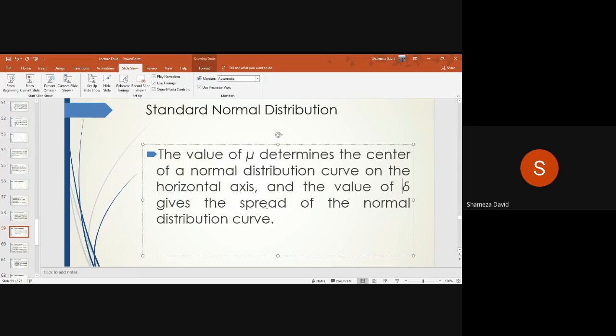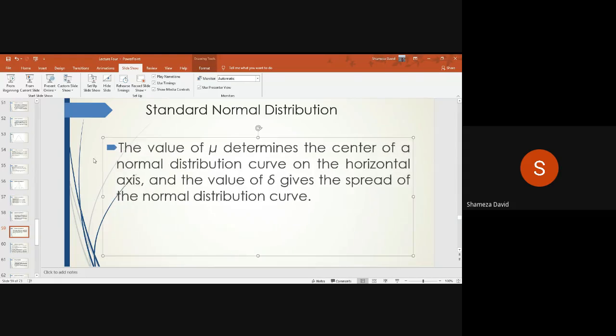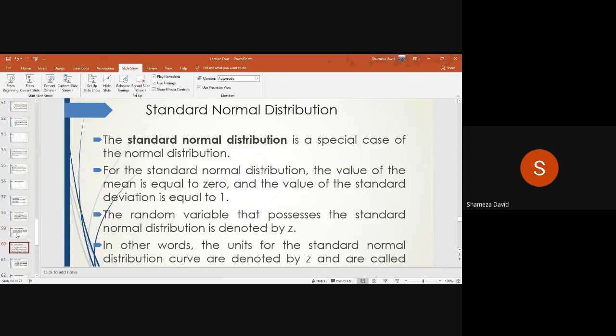The value of sigma, as always, gives the spread of the normal distribution curve. So the mean lies in the center, and the standard deviation will tell you how spread out the values are. Of course, the bigger the value of your standard deviation, the more widely spread out the values in the distribution are. And the standard normal distribution is a special case of the normal distribution.